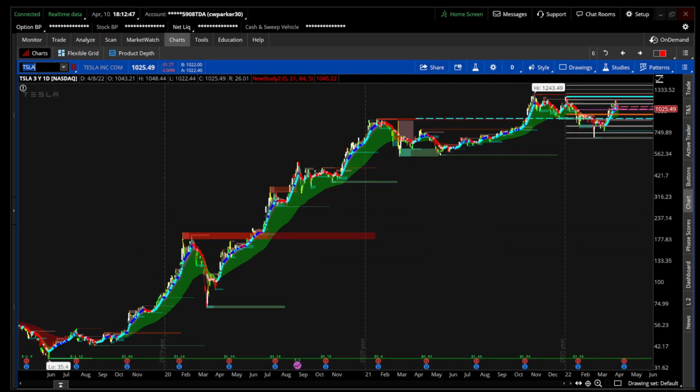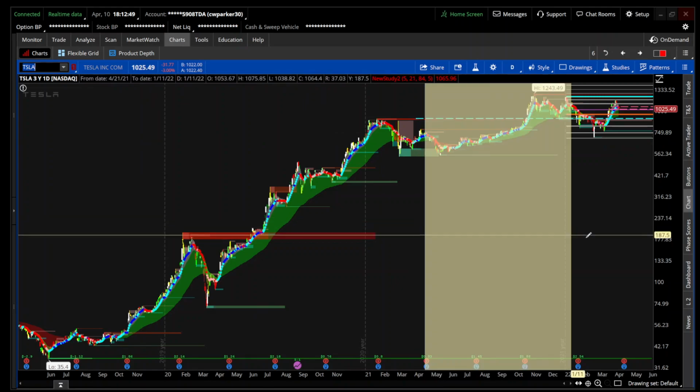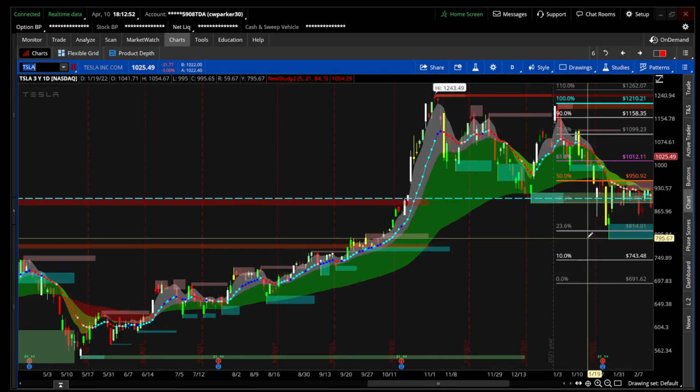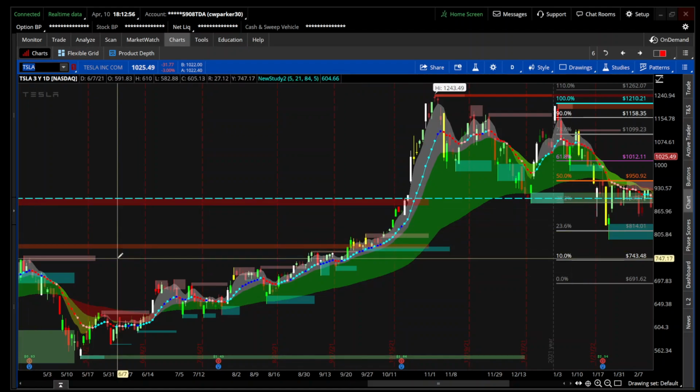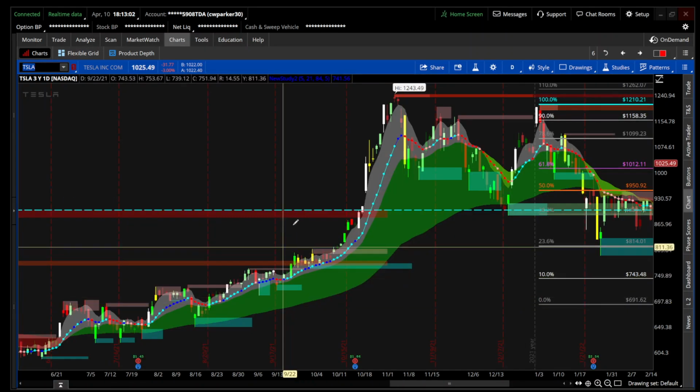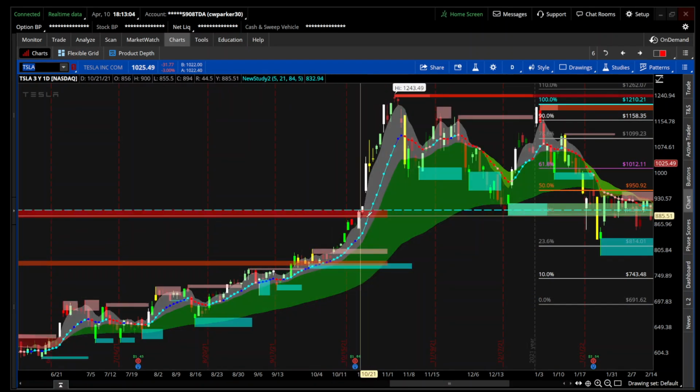I was actually in Tesla for this run up in December. I forgot how much I made on it, but I didn't have this concept or this methodology to really call from as well. So this is where a big push came up and a big slowdown as well. This is 84.